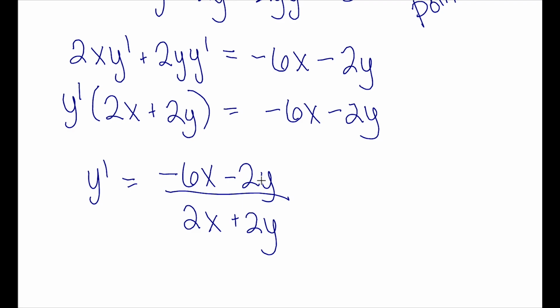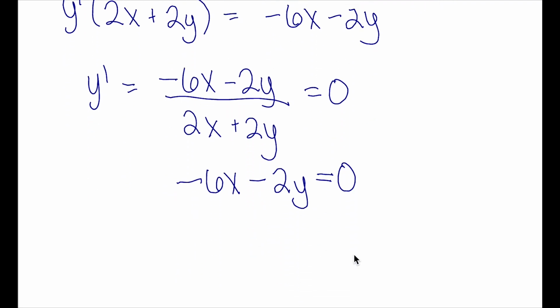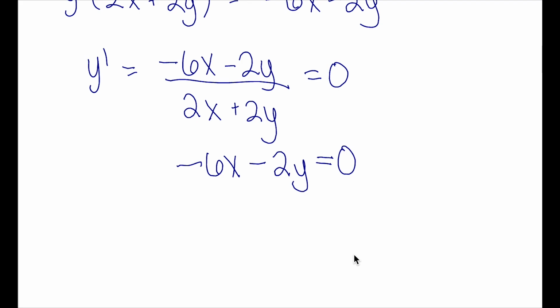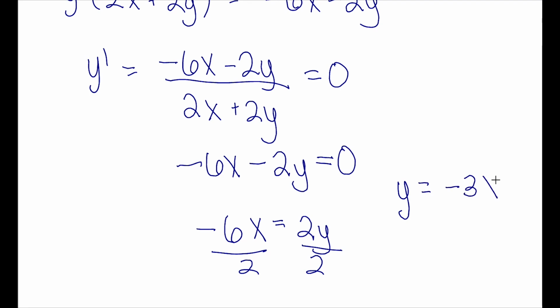So since they're asking us to find stationary points, the stationary points occur when the derivative is equal to 0. So we set this equal to 0, and if I multiply both sides by 2x plus 2y, that's just going to cancel. So I have two variables and only one equation, but that helps me because I can solve for one of the variables. So I get y equals negative 3x.